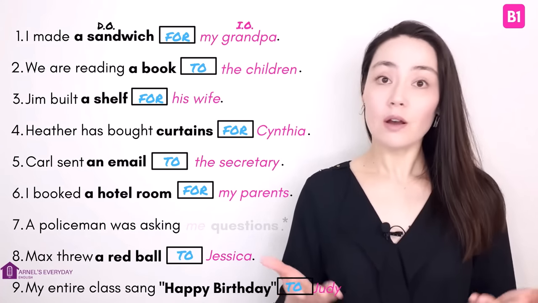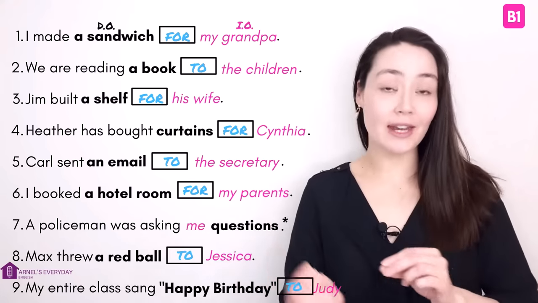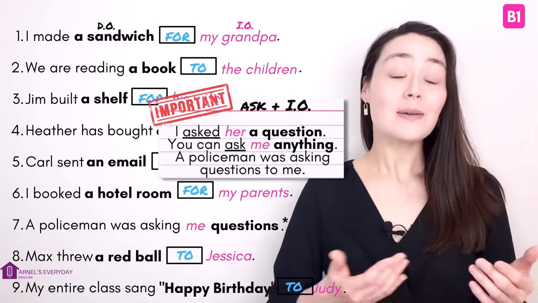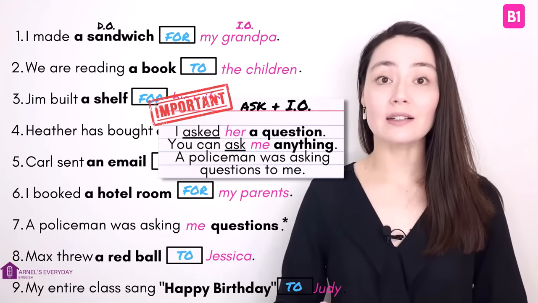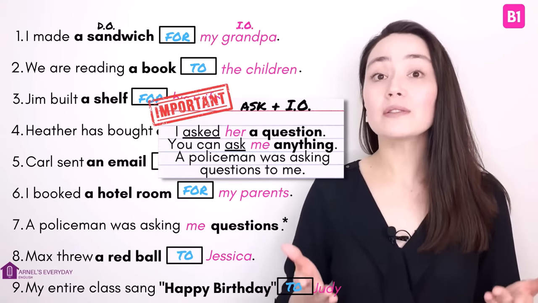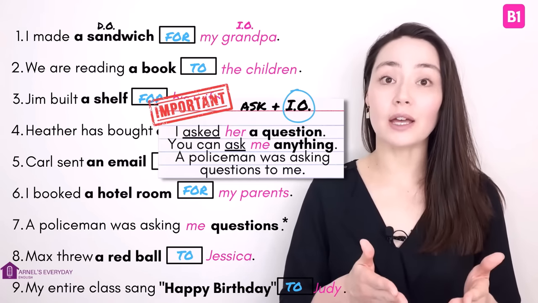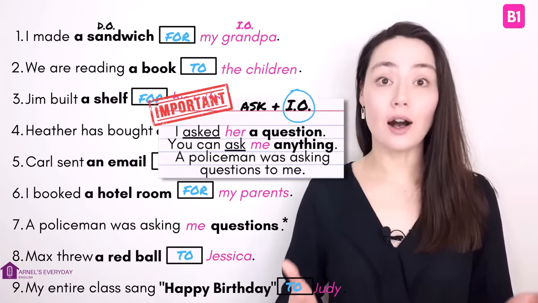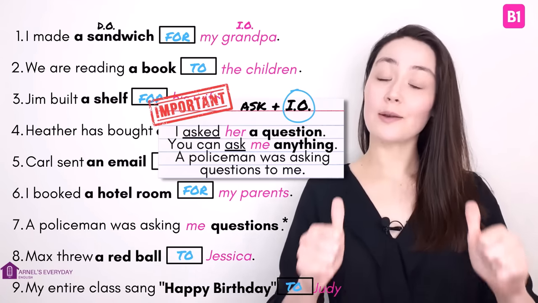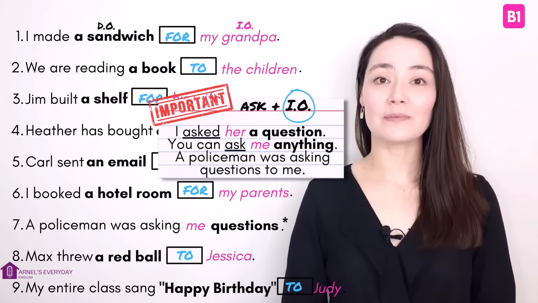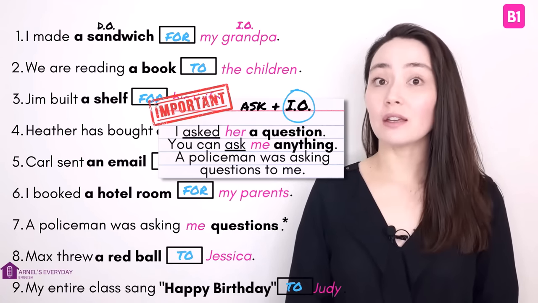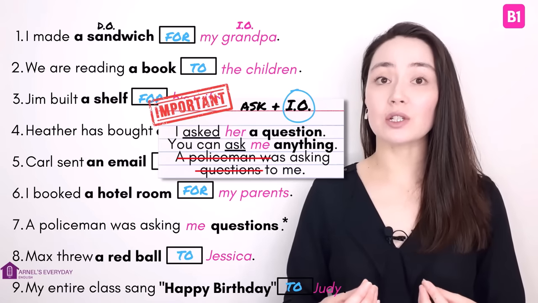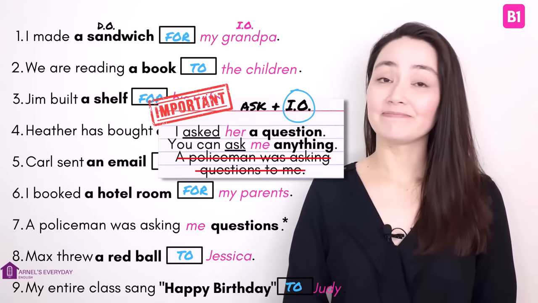For number 7, why didn't I move that indirect object? Because the verb ask. The verb ask is always followed by its indirect object, if there is one. I asked her a question. You can ask me anything. So it would not be correct to say, a policeman was asking questions to me.